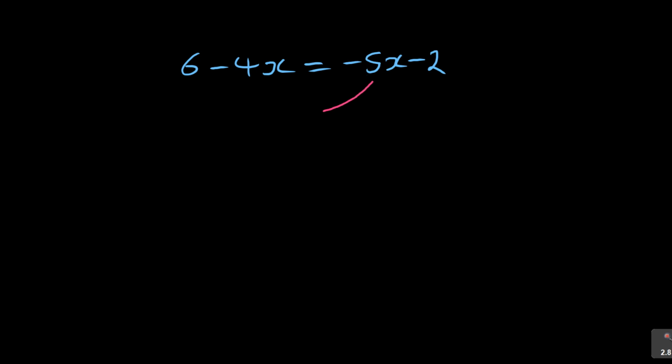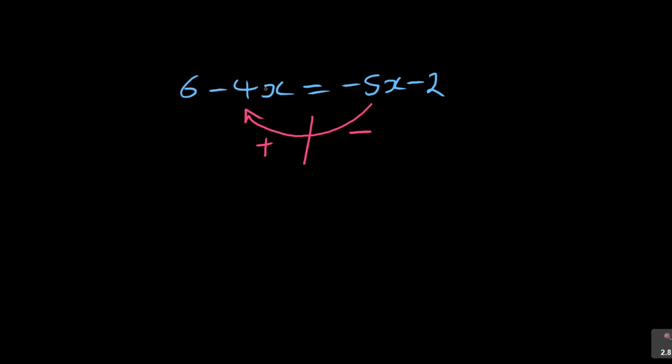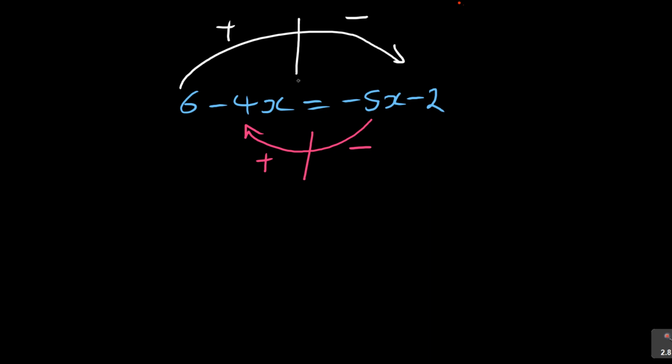This 5 goes here. What is the sign? Negative. It jumps the equal sign, becomes positive. But don't forget, don't do things one step at a time. The moment x goes this side, 6 can also go the other side to join 2. What was 6? Positive. There it's negative. So, as I say, the sign is important.